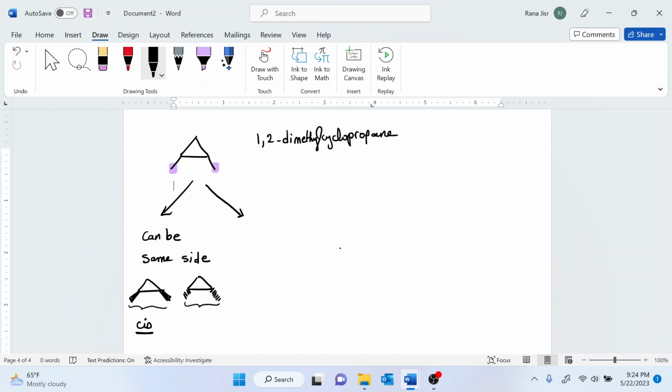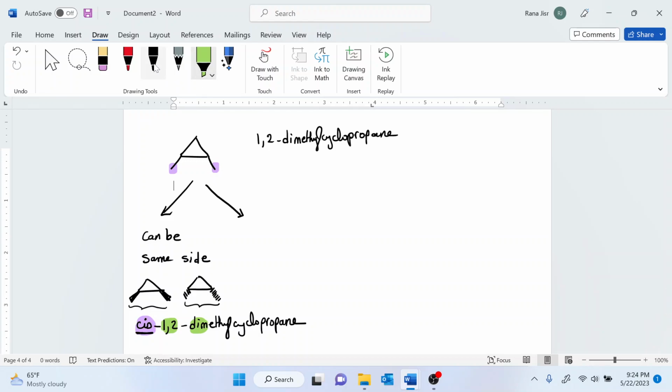And to do it, I put cis, then I put a dash, and then the 1,2-dimethyl cyclopropane. So cis indicates that the 2 substituents, which are the dimethyl on carbons 1 and 2, are on the same side. And on the same side means either both are up or both are down. These 2 are the same. So being both up or both down is the same.